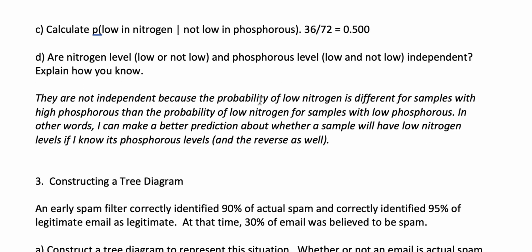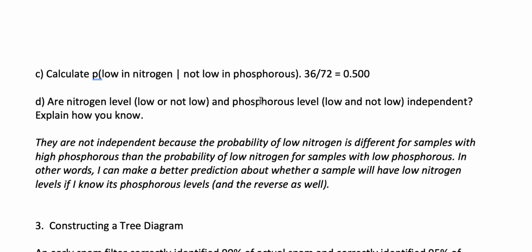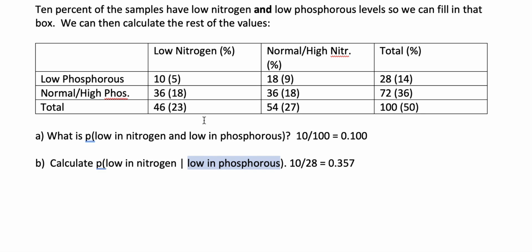Okay, are nitrogen level and phosphorus level independent? And what that means is, are you more likely to be low nitrogen if you're low in phosphorus, or is it the same whether you're low in phosphorus or not? And what we can see here is that 10 out of the 28 are low nitrogen when they're low phosphorus, and we said that was 35.7%, but 50% are low nitrogen if they have normal or high phosphorus.